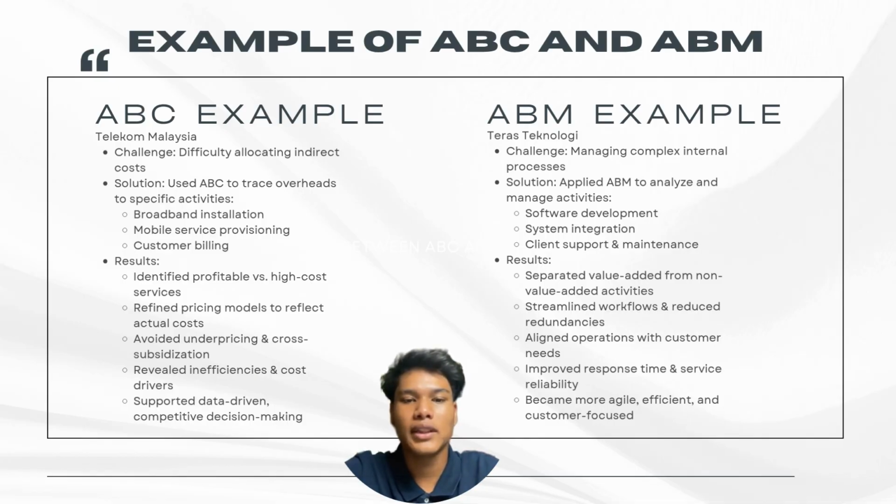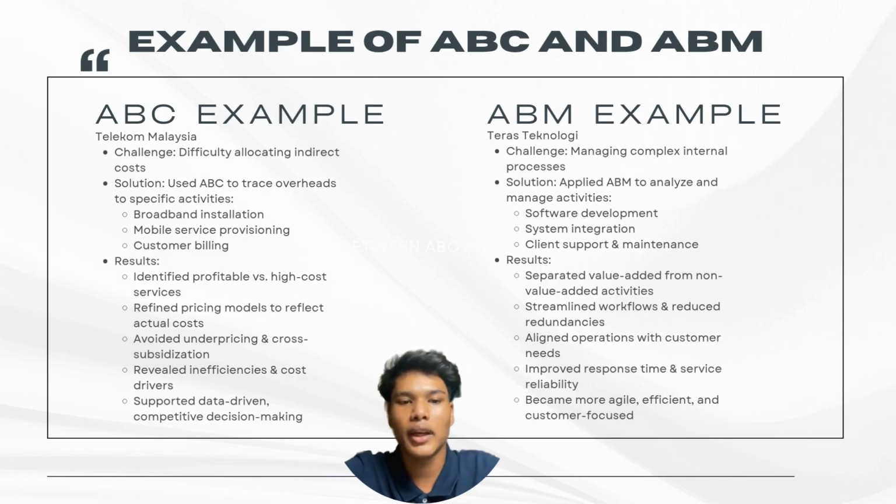For the example of ABC, I take Telekom Malaysia. It is one of the largest telecommunication providers in Malaysia. It implemented activity-based costing to enhance its financial decision making and cost transparency. Traditionally, TM faced challenges in allocating indirect costs like network maintenance, customer service and IT infrastructure across its wide range of products and services. Using ABC, TM was able to trace this overhead more accurately to specific activities such as broadband installation, mobile service provisioning, and customer billing. This allowed the company to identify which services were truly profitable and which were consuming more resources than expected.